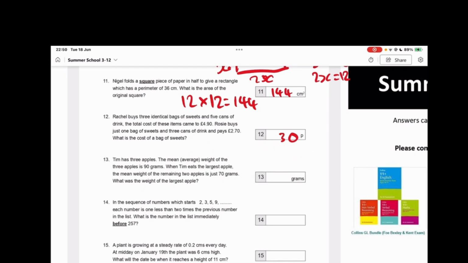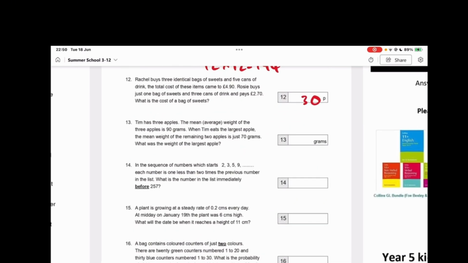Okay, and Tim has 3 apples. The mean, the average weight of the apples is 90 grams. And then when Tim eats the largest apple, the mean weight of the remaining 2 is 70 grams. So what's the weight of the largest one? So if the average weight of the 3 is 90 grams, and then when he eats the largest, it's reduced to 70. Okay.